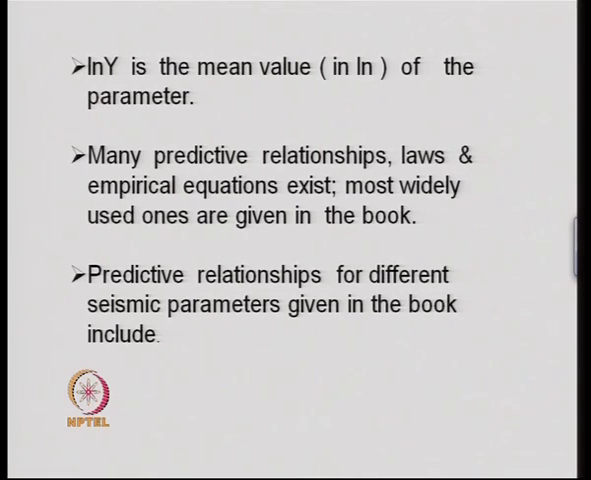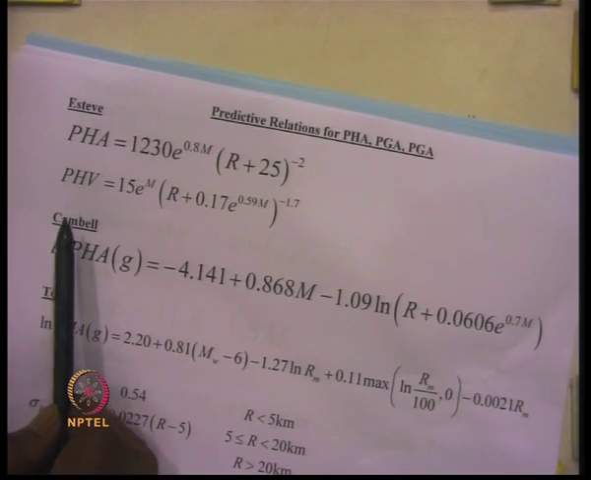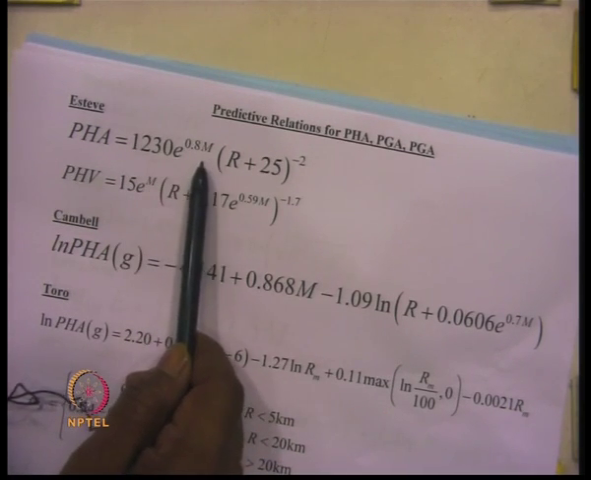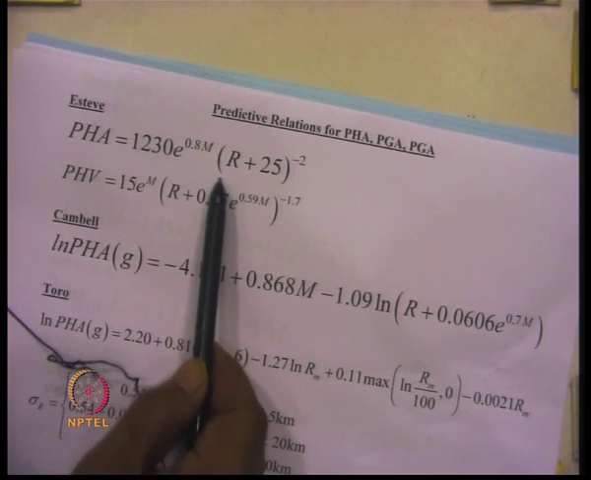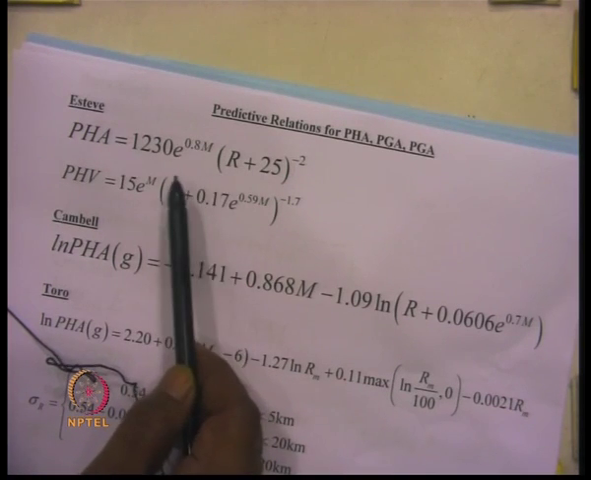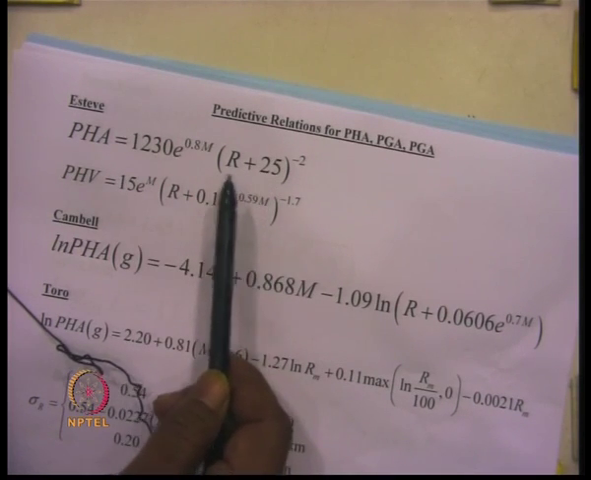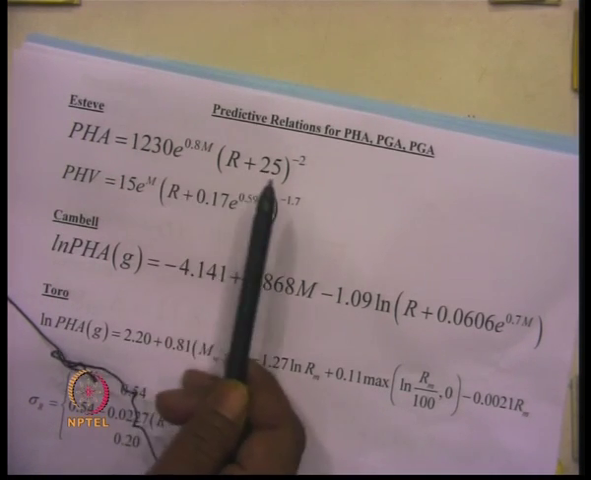For example, the peak horizontal acceleration and peak horizontal velocity were proposed by Esteva to be an exponential function of magnitude m, and one can see that the epicentral distance r is taken as r plus 25. That is what we discussed before. That means the epicentral distance is increased by some value.